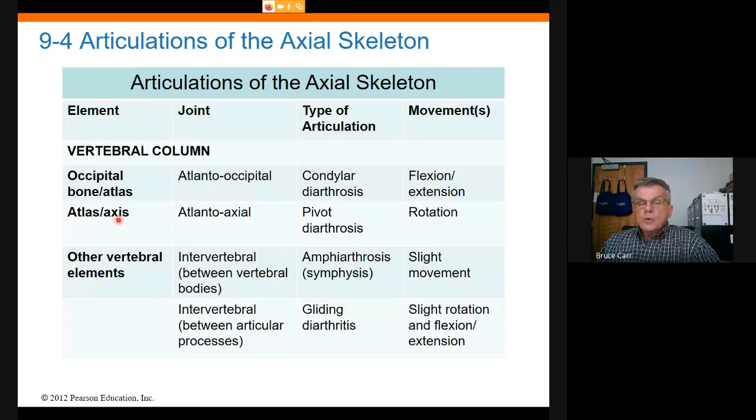The atlas to the axis we already discussed. The atlanto-axial joint is a pivot diarthrosis, so synovial cavity, and rotation left and right are the movements. The other vertebral elements, when we look between the bodies, that's that amphiarthrosis, a symphysis from the fibrocartilage pad. It allows for slight movement, but it is actually allowing for movement in a kind of 360-degree bending and flexing direction. The articular processes at the back are diarthrotic and are also gliding joints.